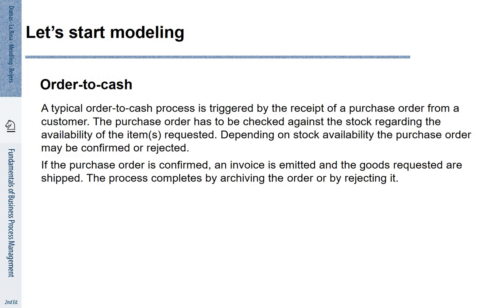Let us create our first BPMN process model. We consider an order to cash process. I read out: a typical order to cash process is triggered by the receipt of a purchase order from a customer. The purchase order has to be checked against the stock regarding the availability of the items requested. Depending on stock availability, the purchase order may be confirmed or rejected. If the purchase order is confirmed, an invoice is emitted and the goods requested are shipped. The process completes by archiving the order or by rejecting it.